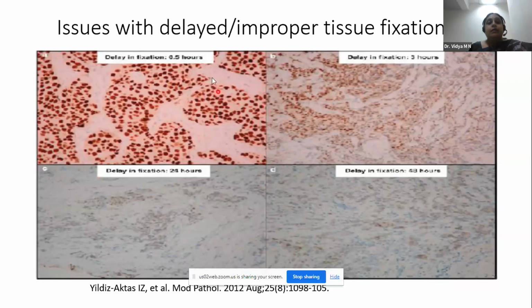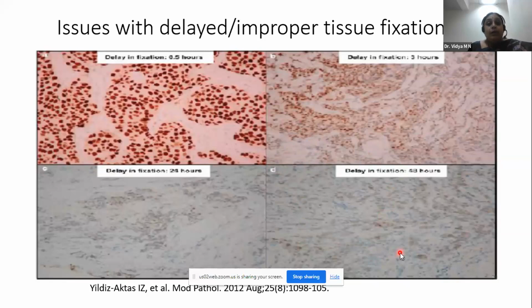You can see here, this is a good expression of ER, whereas with a delay in fixation of 3 hours, 24 hours, and 48 hours, look at this 48 hours. A tissue that should express ER is not expressing ER at all. That means you are releasing a false negative report handling a tissue of this nature. Hence, your test request form should definitely have the mention of the cold ischemic time, which is appropriate in good lab practice, or you can find it out.